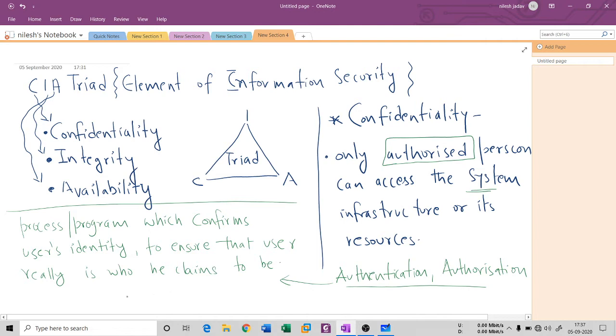Now, a simple example is username and password, your login credential. With the help of this login credential, you're telling a system that I am who I'm claiming to be. Because of this login credential, you are saying that I am the authentic person to use this system. Let me use this system. You are telling them.